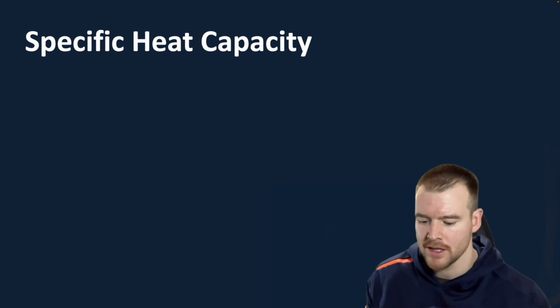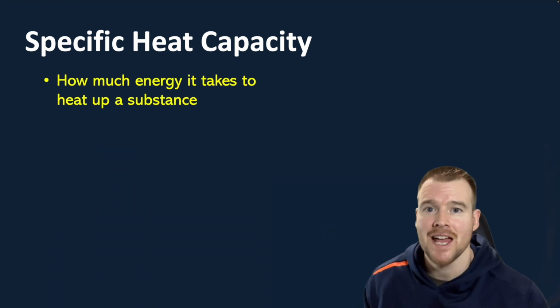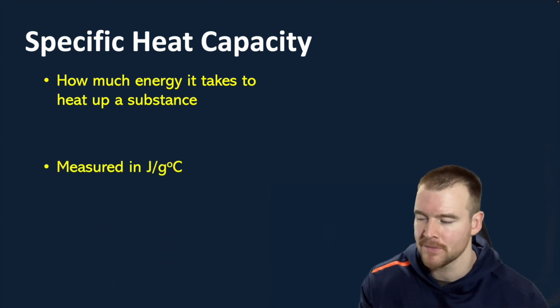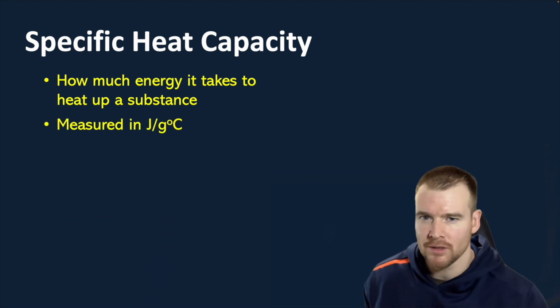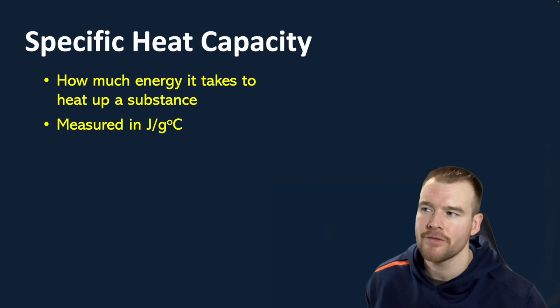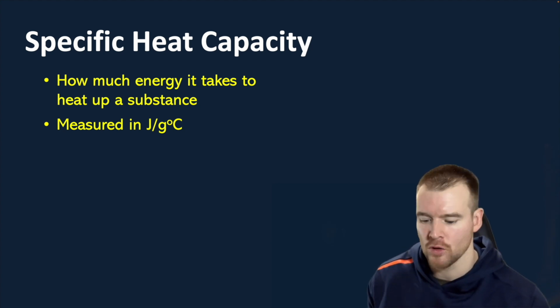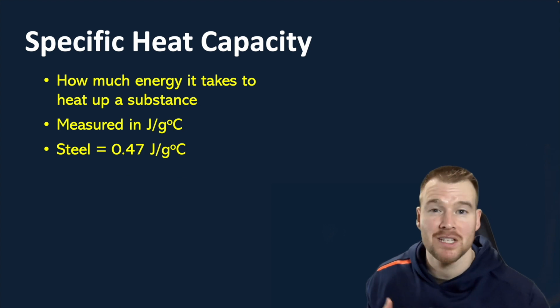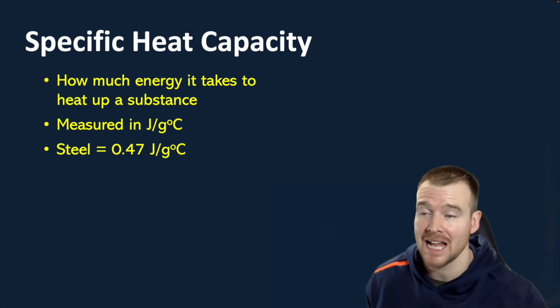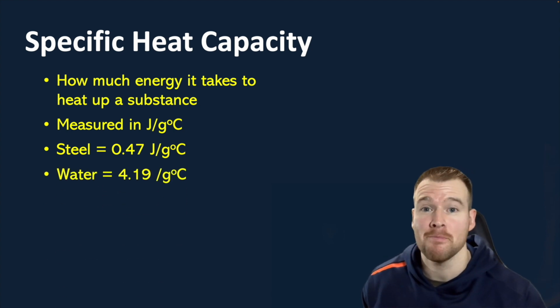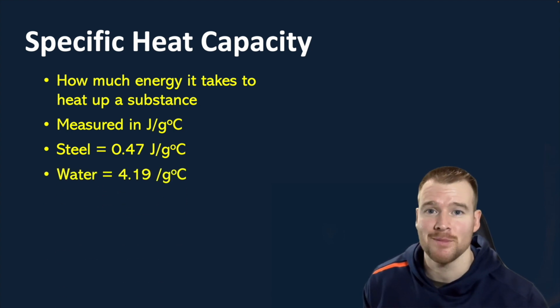All right, so taking a look at the notes here, a specific heat capacity is how much energy it takes to heat up a substance. Okay, the unit's a little complex. We'll look at an example to explain that further, but it's joules per gram degree Celsius. Let's take a look at some numbers. Steel or metal has a pretty low number, 0.47, and water has a much bigger number, almost 10 times as much as the metal, 4.19.